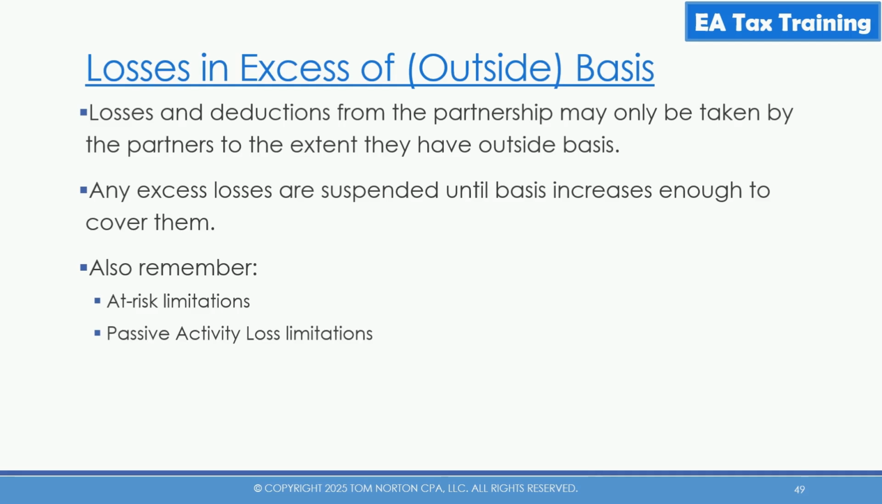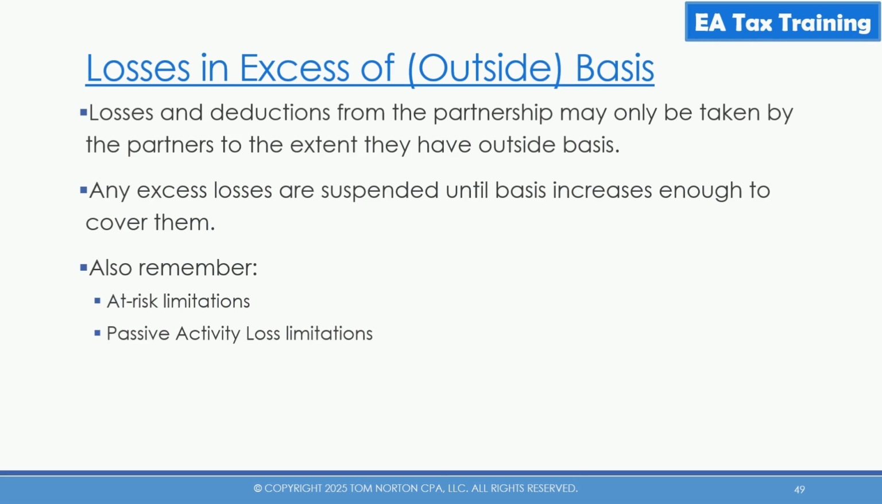Losses in excess of outside basis. So, losses and deductions from the partnership may only be taken by the partners to the extent that they have outside basis. Any excess losses are suspended until basis increases enough to cover them. So, if you've got more losses than you have basis, you cannot take those excess losses in this year, but they're not lost. Instead, they will be suspended until next year or the year after that, or until whenever you may have an increase in basis in order to use those losses.